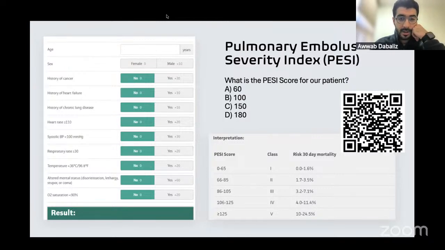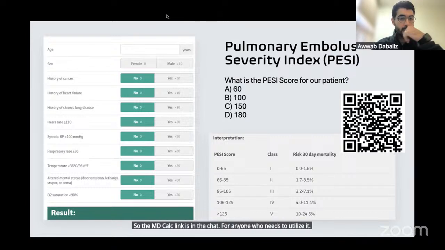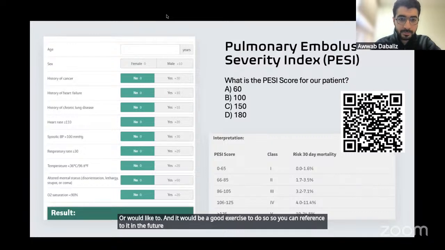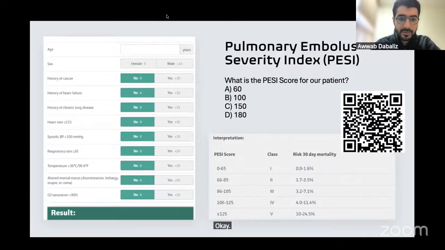The MDCalc link is in the chat for anyone who needs to utilize it or would like to. It would be a good exercise to do so you can reference it in the future. Okay, I see a couple of 150s, 170, 150, 180. Okay. So most people are saying 150. So how did we get at that?